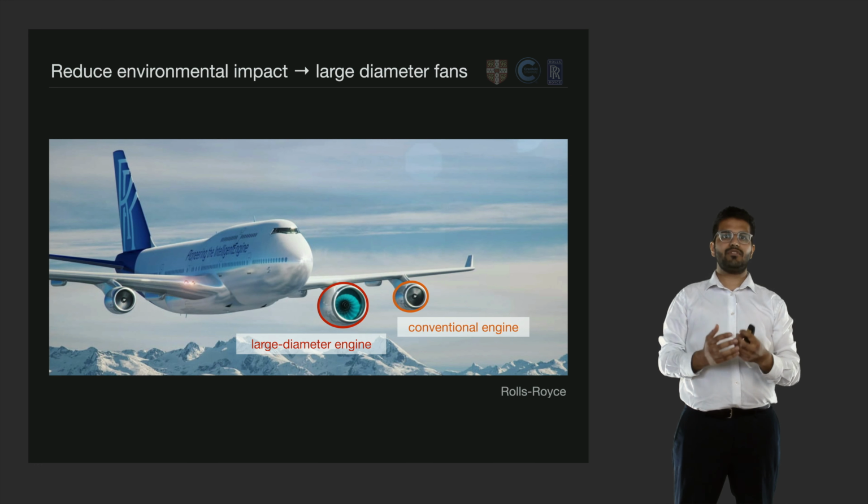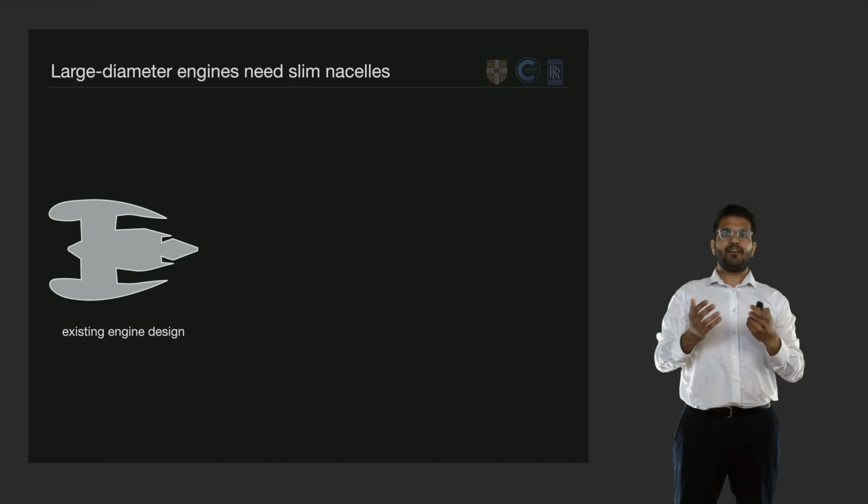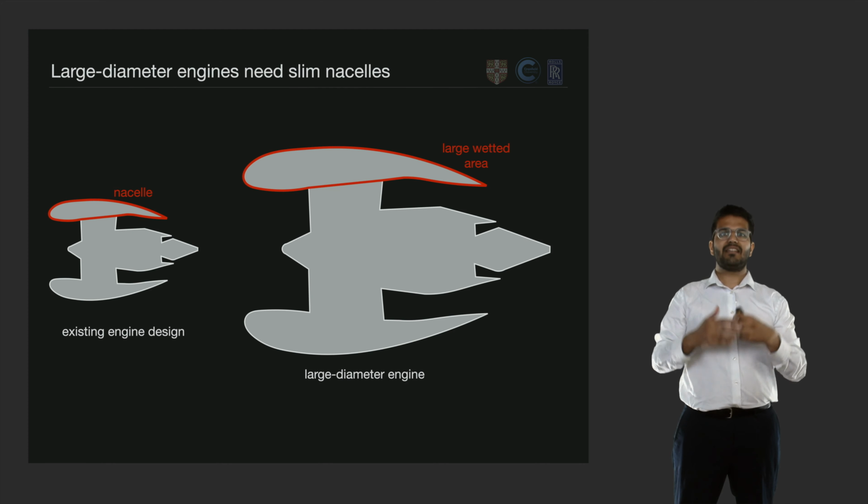The motivation for this work is that in order to reduce the environmental impact of civil aviation, it's necessary to move to aircraft engines which have larger bypass ratios and therefore larger diameter fans. Now, if we're simply to take an existing engine design and scale it up, the nacelle would also grow larger in proportion, and the large wetted area would result in a substantial increase in drag, which would counteract many of the benefits of the larger bypass ratio.